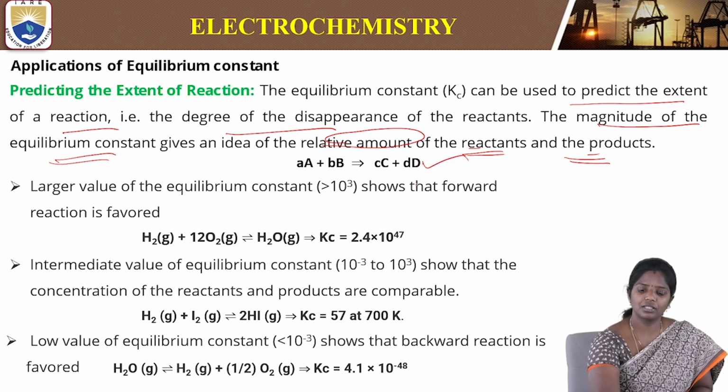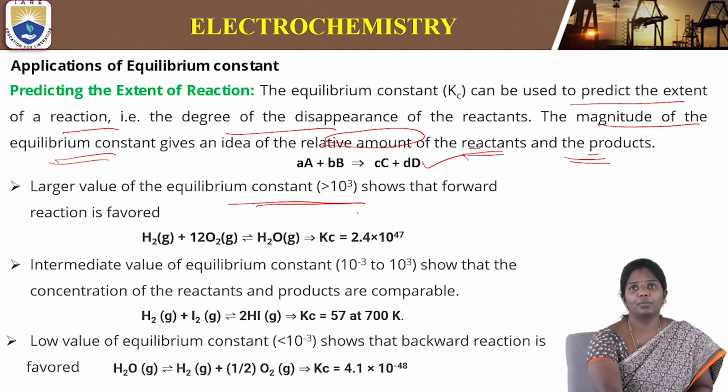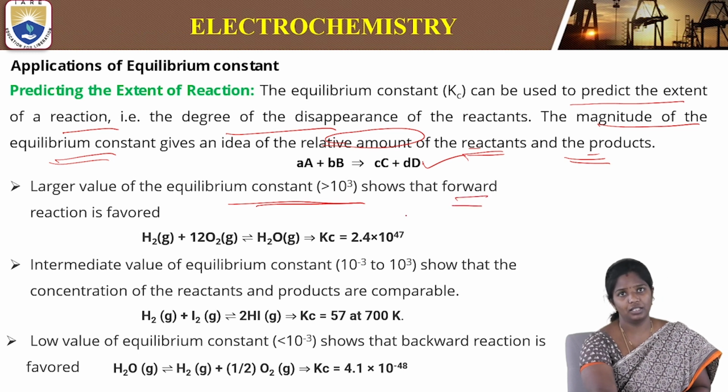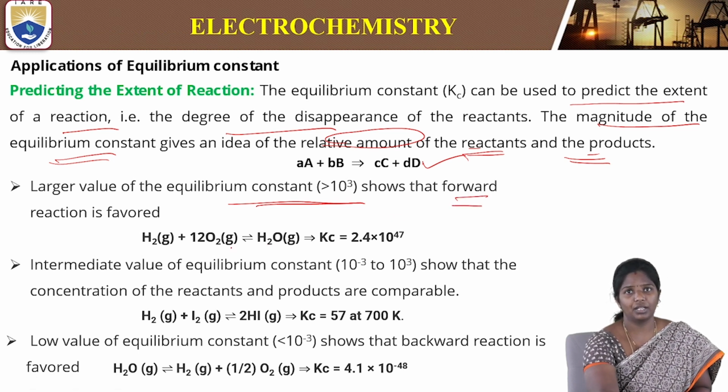For example, if this is the reaction taking place, these are the reactants, these are the products. If the equilibrium constant is greater than 10 power 3, then it indicates the forward reaction is taking place. Here the formation of water has an equilibrium constant value of 10 power 47, which is greater than 10 power 3. So it favors the forward reaction. Formation of water is favored.